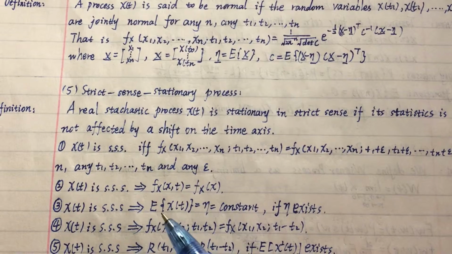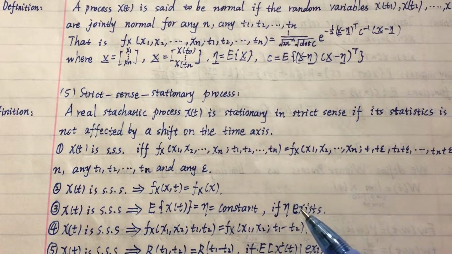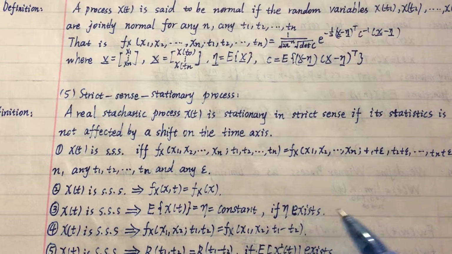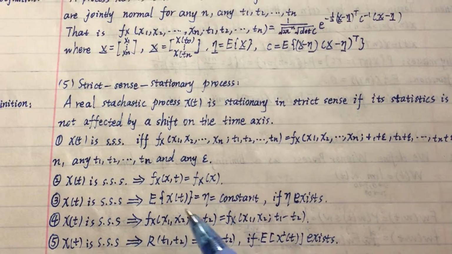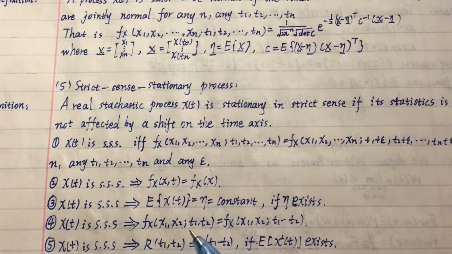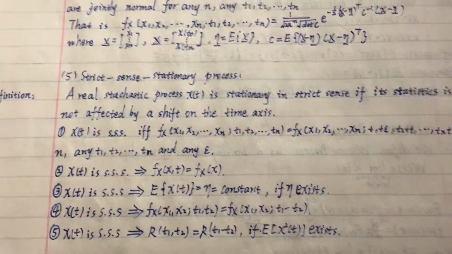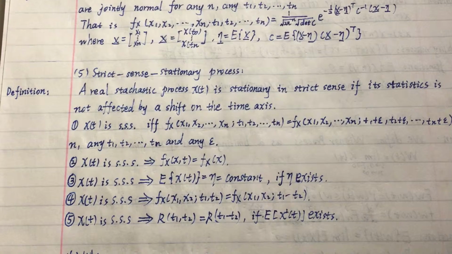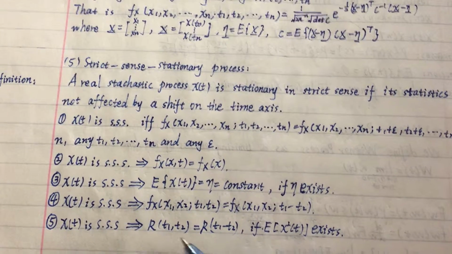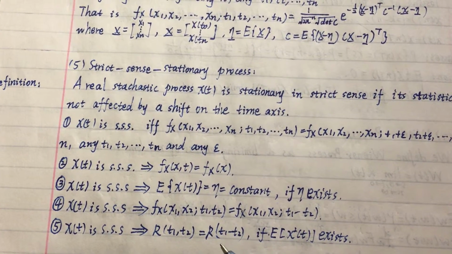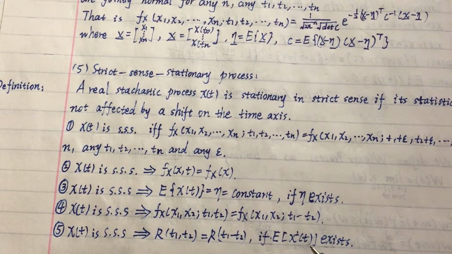We can get the mean of x(t) equals a constant if the mean of x(t) exists. And then we have the density function f(x1, x2; t1, t2) equals the density function f(x1, x2; t1 minus t2). And then we also can get the autocorrelation R(t1, t2) equals the autocorrelation R(t1 minus t2) if the mean of x squared(t) exists.